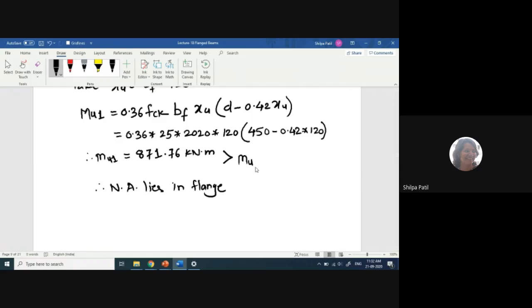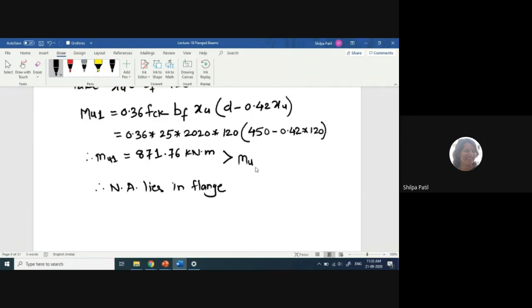If MU1 is less than MU, it means XU value we need to increase, because whenever we complete any design for any beam, our main criteria is that the moment of resistance shown by the beam or any section should be greater than the actual moment acting on the beam. Then and then our design will be safe. So if this condition is satisfied, it means our assumption is correct. The neutral axis is lying in the flange. Is it clear? Because this is a very important step.